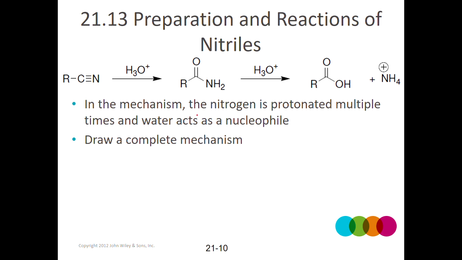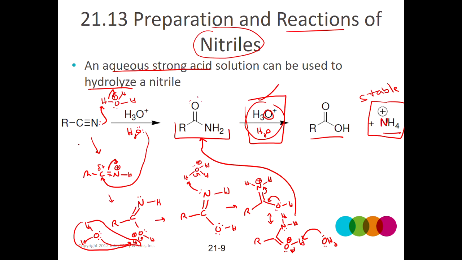So in the mechanism, the nitrogen is protonated multiple times, and water acts as a nucleophile. Right, we just showed the mechanism. The nitrogen has to pick up a proton here, picks up a proton here, and then water acts as a nucleophile in this step here, and then the proton transfers allow you to form the amide. And then as we showed on the previous slide, the nitrogen will pick up more protons, and water will attack and eventually push that nitrogen out as a leaving group. And then it can act as a base, pick up another proton, and stabilize the positive.